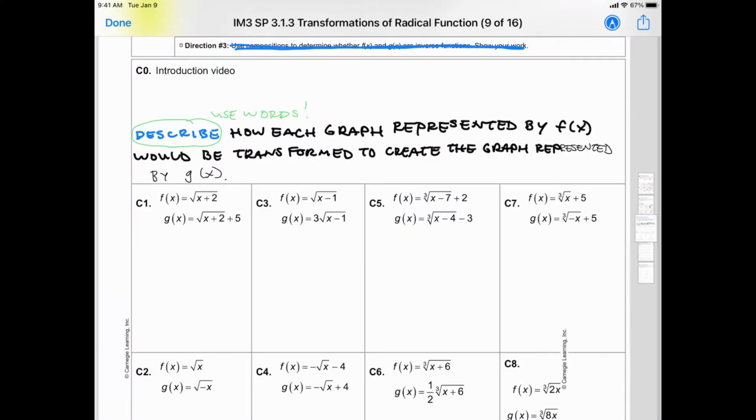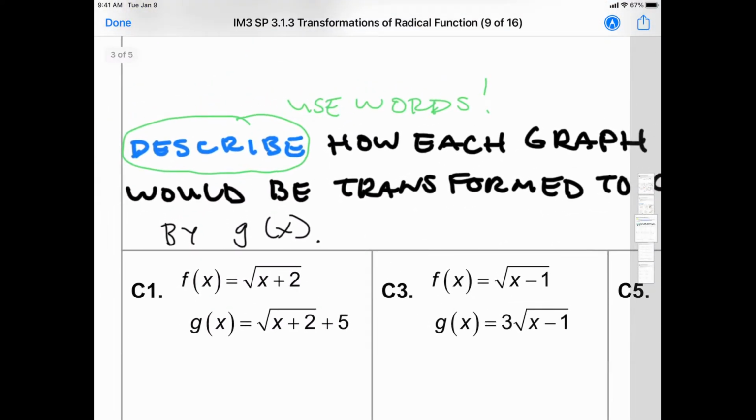Alright, here for C, we need to describe how each graph represented by f of x will be transformed to create the graph represented by g of x. I highlighted the word describe because we actually have to use our words.